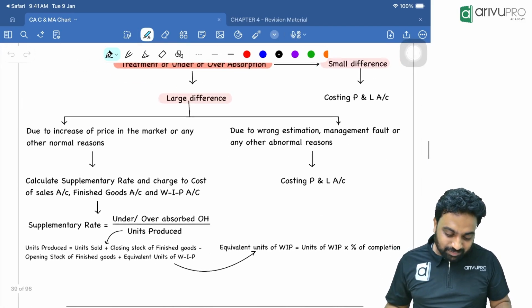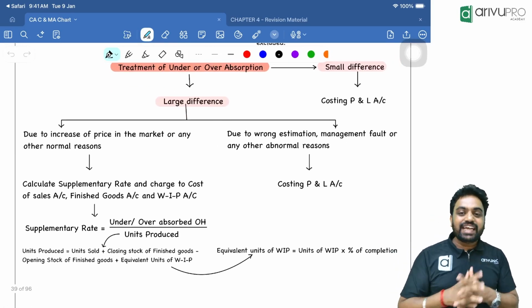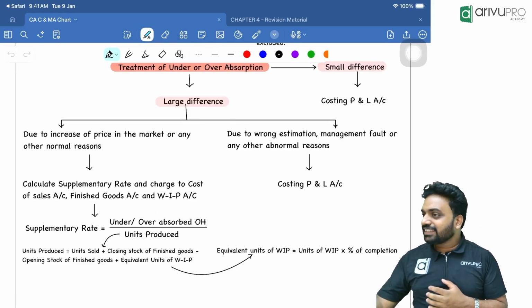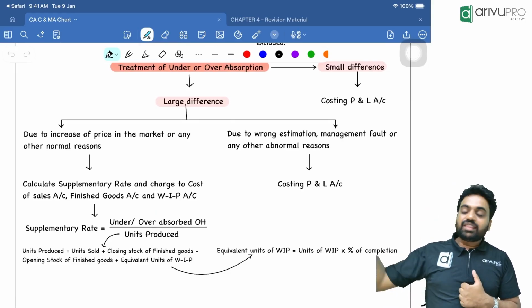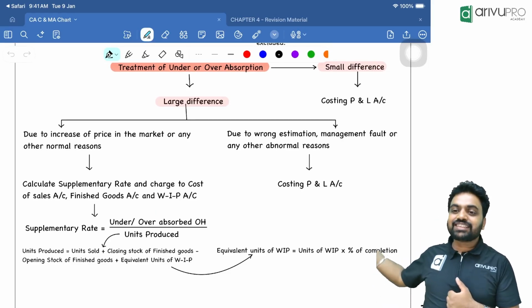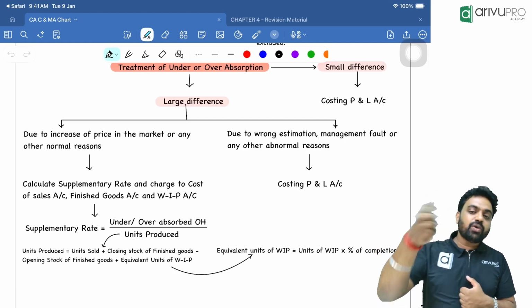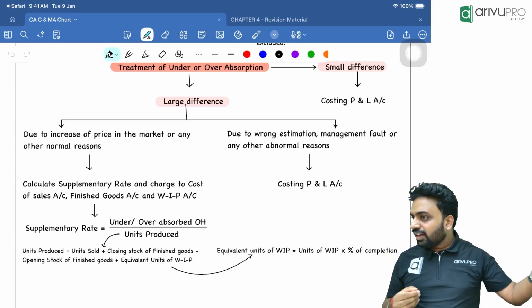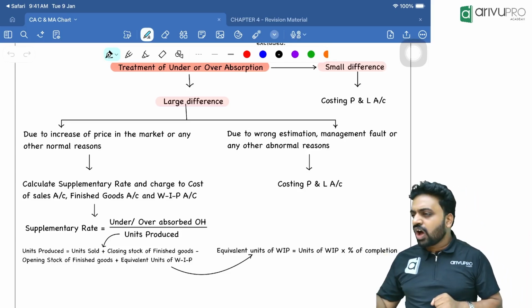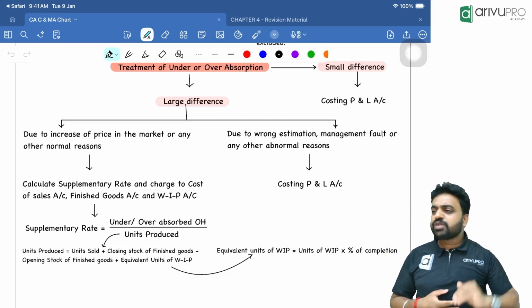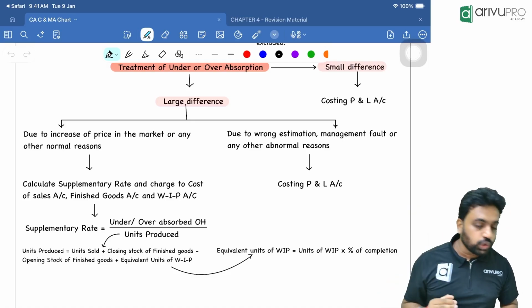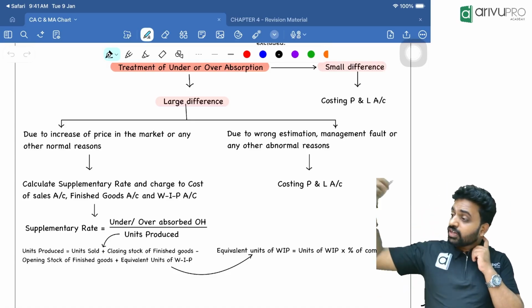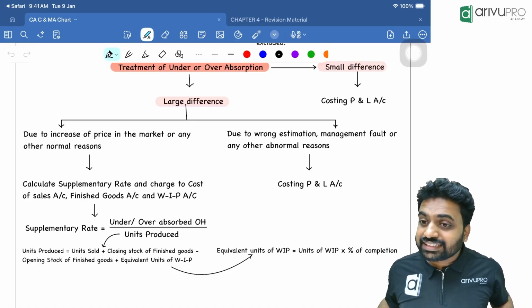If the amount is larger, then check why the difference is coming, why there is under absorption or over absorption. One portion will relate to normal reasons like increase in prices, etc. Another portion will relate to abnormal reasons, due to management fault or wrong estimation. Whatever the abnormal reasons are, straight away charge it to costing P&L. For the normal reasons, you have to calculate a supplementary rate.